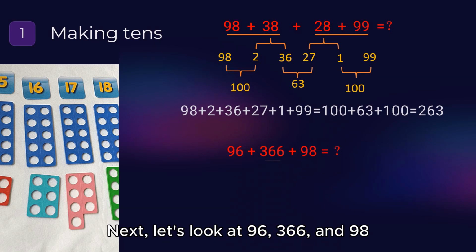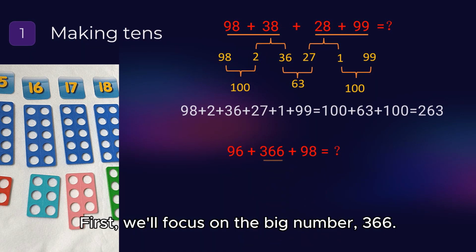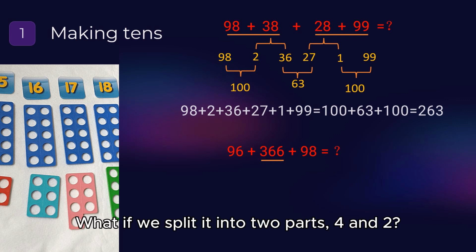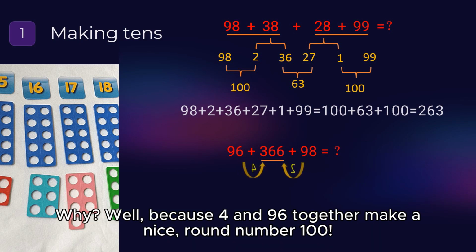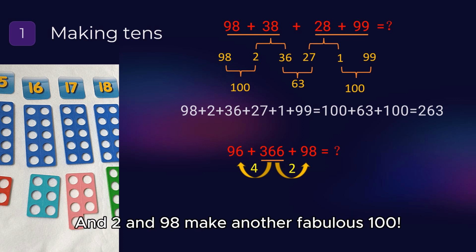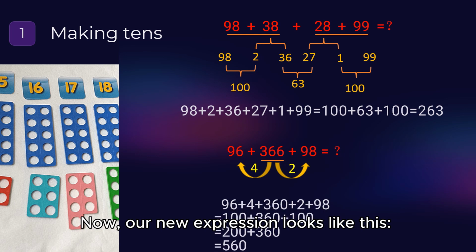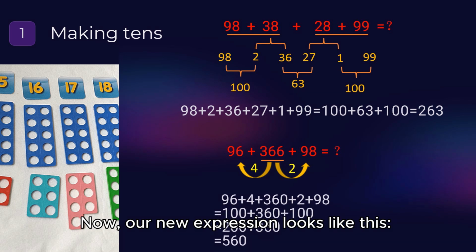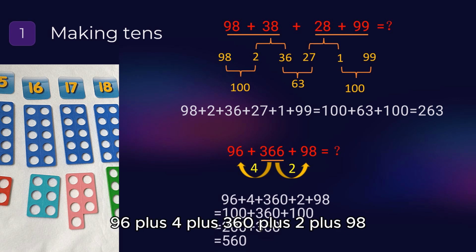Next, let's look at 96, 366, and 98. First, we'll focus on the big number, 366. What if we split it into 3 parts, 4, 2, and 360? Why? Well, because 4 and 96 together make a nice, round number 100. And 2 and 98 make another fabulous 100. Now, our new expression looks like this: 96 plus 4 plus 360 plus 2 plus 98. But we're not stopping here.